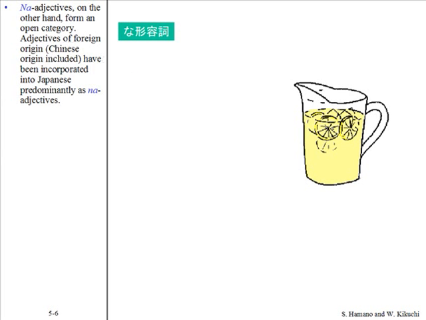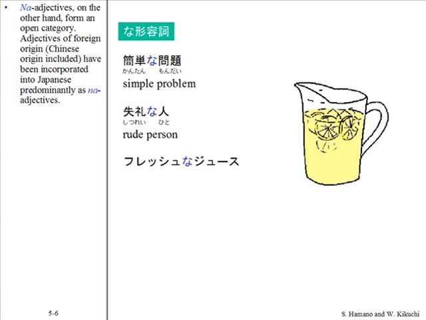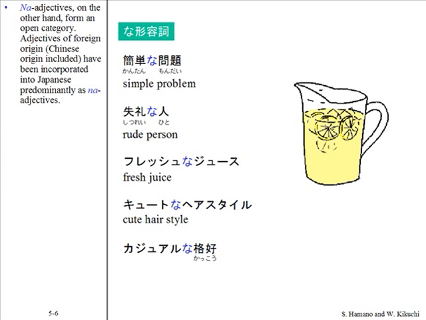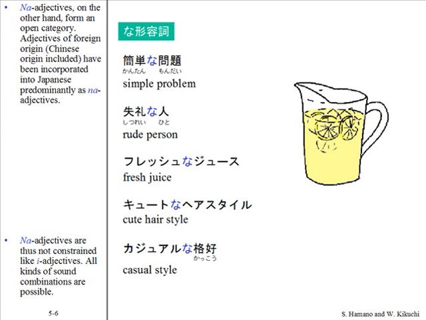Na-adjectives, on the other hand, form an open category. Adjectives of foreign origin have been incorporated into Japanese predominantly as na-adjectives. 簡単な問題。失礼な人。フレッシュなジュース。キュートなヘアスタイル。カジュアルな格好。Na-adjectives are thus not constrained like I-adjectives. All kinds of sound combinations are possible.